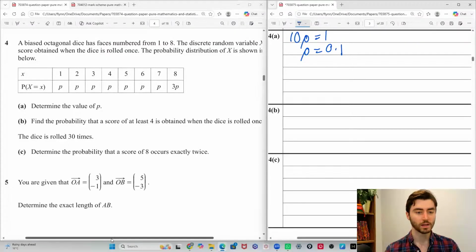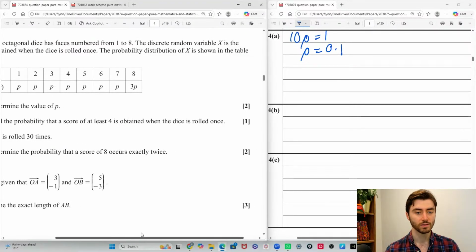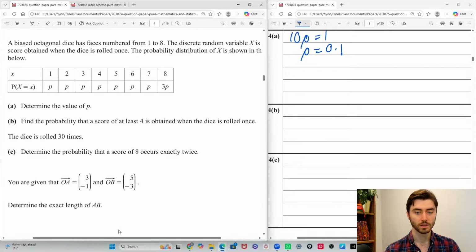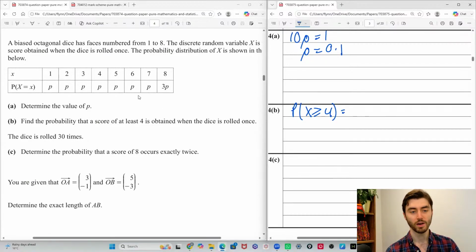Find the probability that a score of at least 4 is obtained when the die is rolled once. So the probability of at least 4 is that x has to be bigger than or equal to 4. So 1, 2, 3, 4, 5, 6, 7. So it's 0.7.